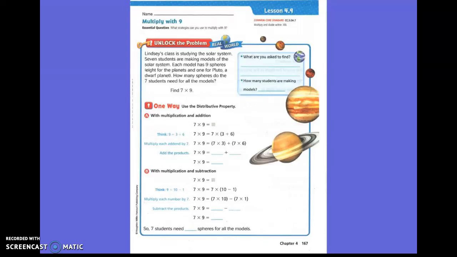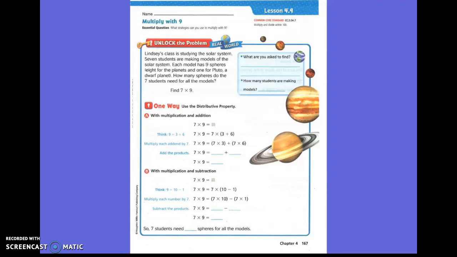Boys and girls, today we are going to multiply with 9. We will use the distributive property with addition or subtraction or patterns to multiply with a factor 9. Make sure you have written your name on your paper.